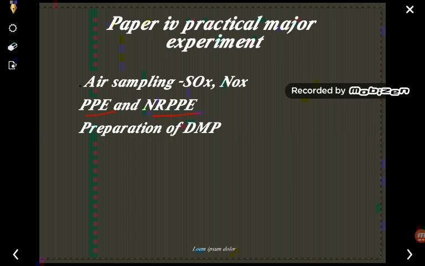Next is the preparation of DMP, the disaster management plan. Disaster management plan is related to preparedness, the preparedness for emergency disaster.